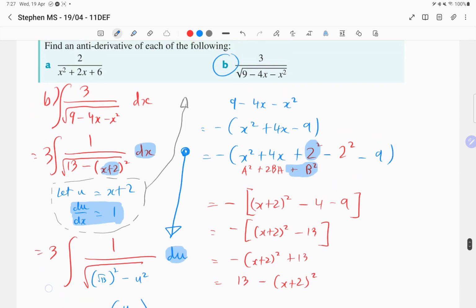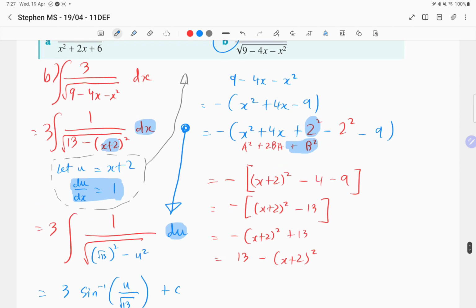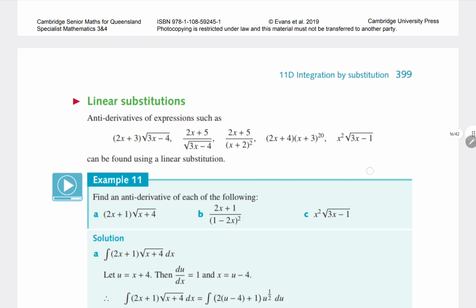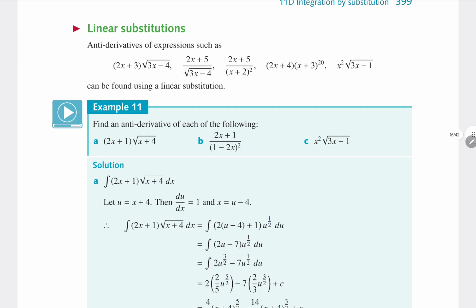So the only new thing for example 10 is complete the square, and that you factor. Complete the square, the idea is that you can turn that into a difference of perfect squares, something squared minus something squared, which is the format of inverse sine, inverse cos, inverse tangent. Or it could be plus. If it's plus, then it will be tangent. That's example 10. And then example 11 is about linear substitution.